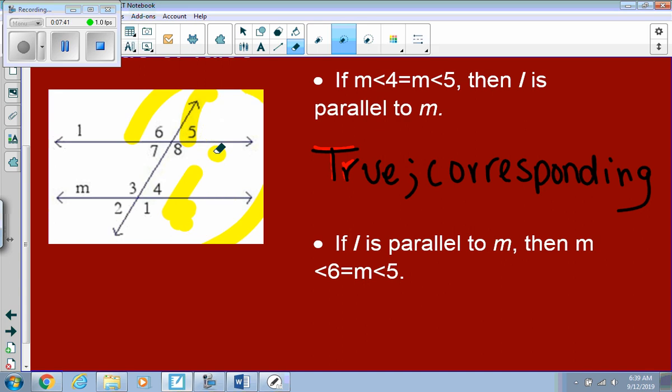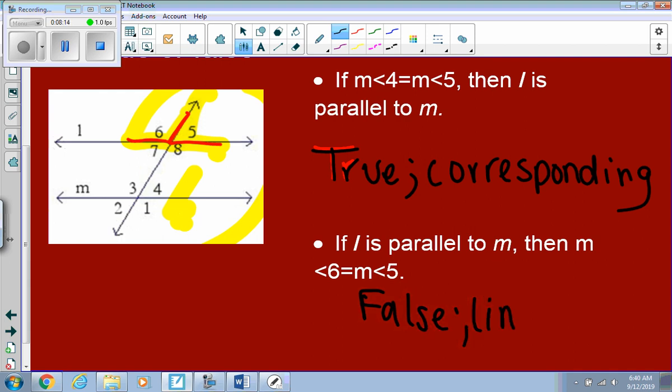Okay, we'll just pretend that they've erased everything. So if line L is parallel to line M, then the measure of angle 6 should be equal to the measure of angle 5. So 6 and 5 there, again, are both on line L, right? We know nothing about M. How can we prove lines to be parallel if we don't even know information about both of them? We can't. This is a linear pair. So this is going to be false due to it being a linear pair.